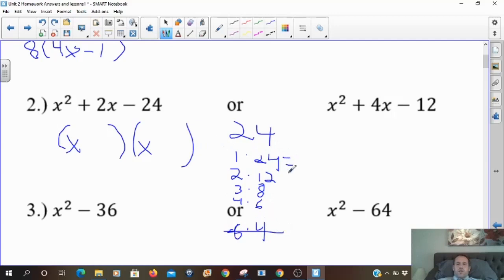Okay, so which one of these is going to give us the middle term, right? Which is 2x. So which one of these is going to give us 2x? Probably not this one. 8 minus 3 is 5. That's close. 12 minus 2 is 10. Or 12 plus 2 is 14. Ooh, what about 6 and 4? Yeah, 6 and 4 could work, right?